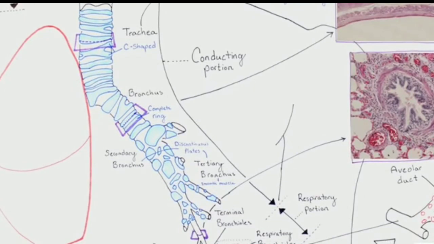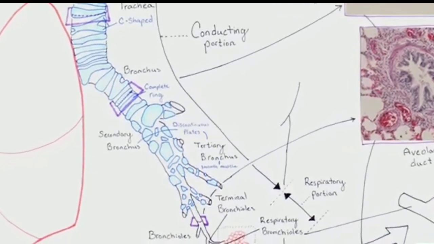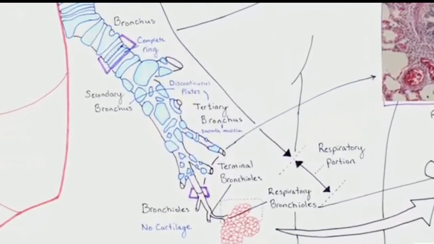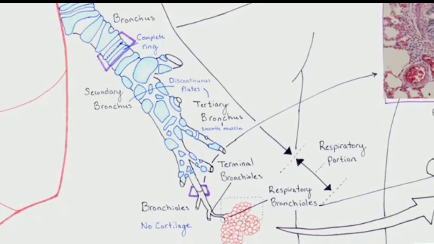Remember that the bronchioles do not contain cartilage, but rather have a prominent layer of smooth muscle for support. Terminal bronchioles are similar to the bronchioles in that they have smooth muscle. However, the bronchioles are smaller and contain elastic fibers as well.